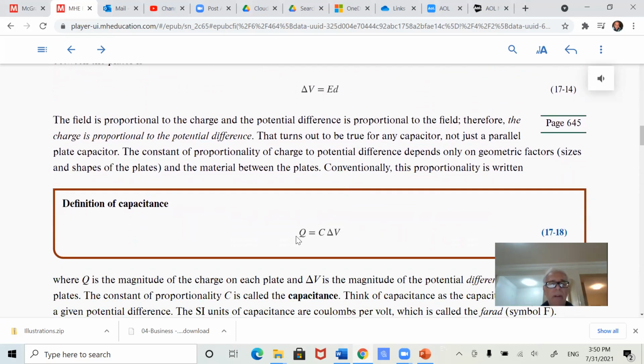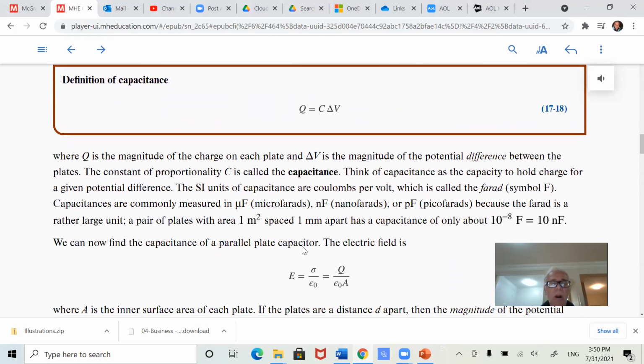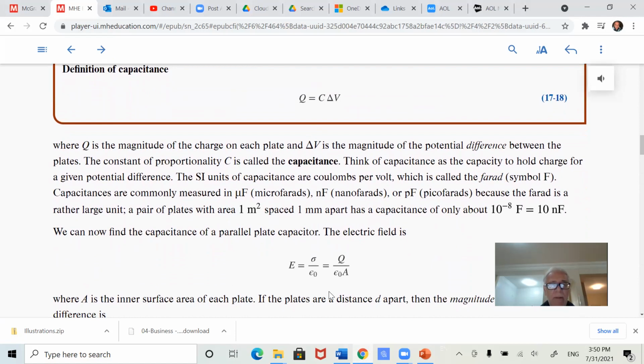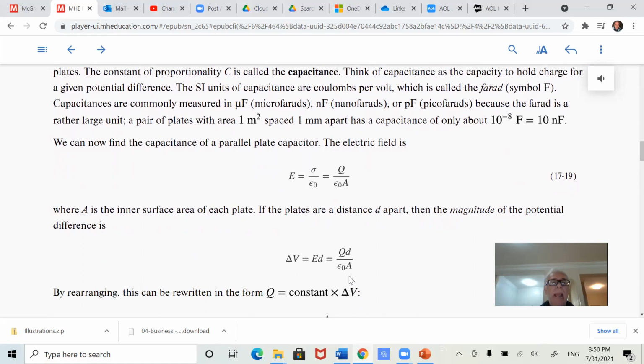Capacitance is Q over delta V, or V: the amount of electric charge divided by the electric potential difference. We saw before that the electric field for a capacitor is the amount of charge divided by the area and epsilon naught. The electric potential due to a uniform field is just the electric field times the distance between the plates.